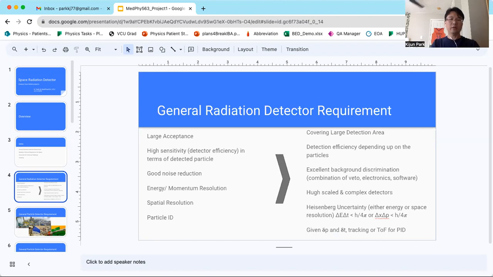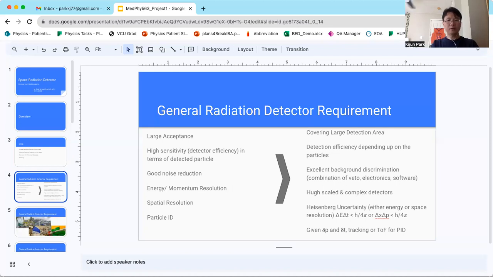In general, as you probably know, the radiation detector requirement is a large acceptance, which means we have to cover a large detection area because we want to catch as many particles as we can. We also need a high sensitivity volume, which requires detection efficiency for the detected particle. Detection efficiency really depends on the type of particle, charged or neutral. Depending on the particle type, we think about how to improve the detection efficiency.